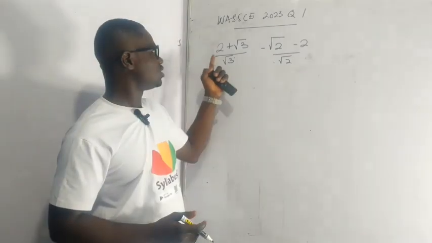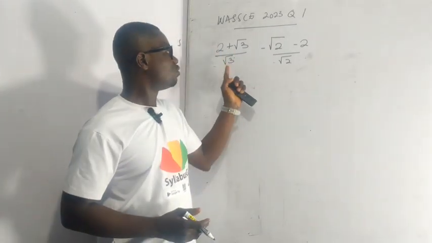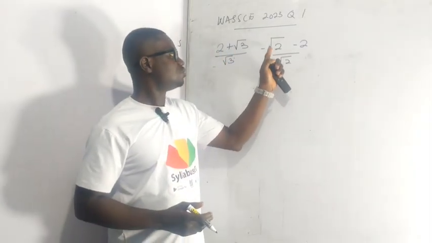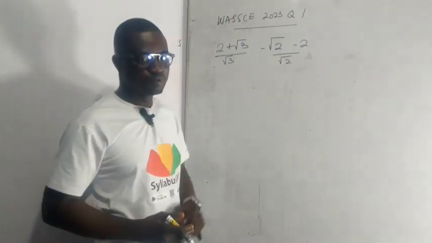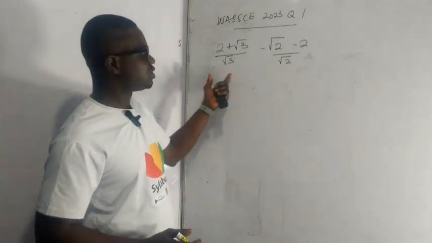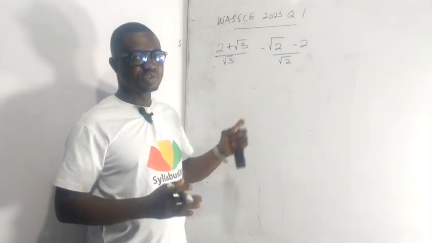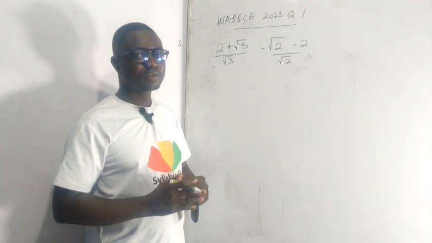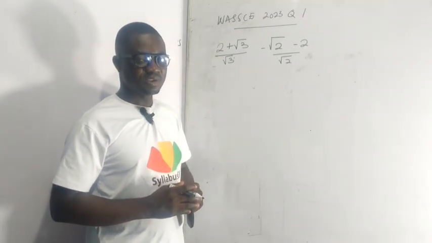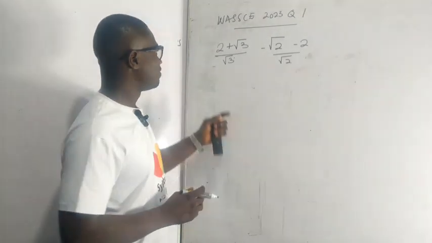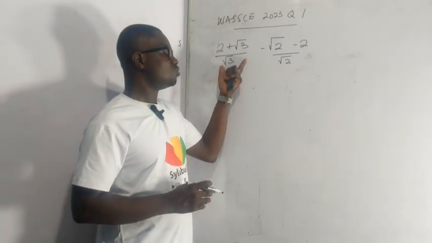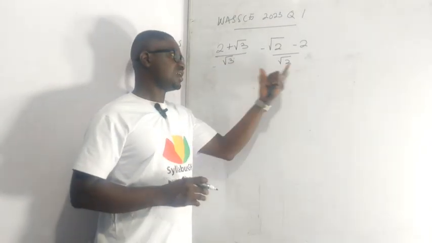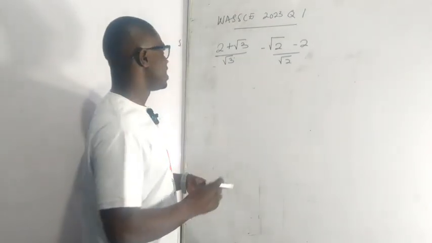Now we have this expression: 2 plus root 3 over root 3 minus root 2 minus 2 over root 2. In this case, you need to treat the expressions separately in order to have an easy way through. Let's split the first expression and then also split the second expression.